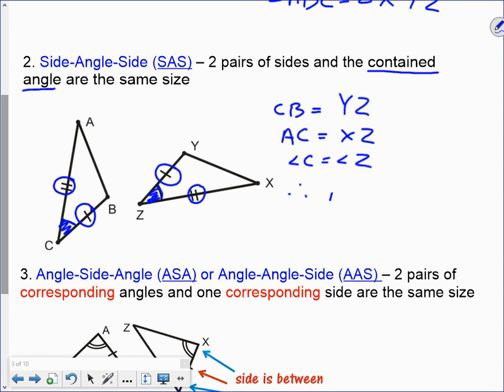So we can say that triangle ABC is congruent to, let's make sure we get this in the right order. I think it's going to be XZY, no, not XZY, because let's do XYZ. Why does it have to be XYZ? Let's see. AB is going to be equal to, well, we know that CB is YZ.